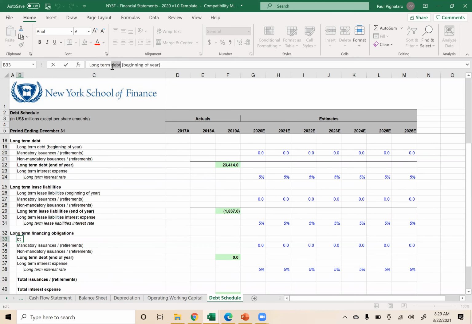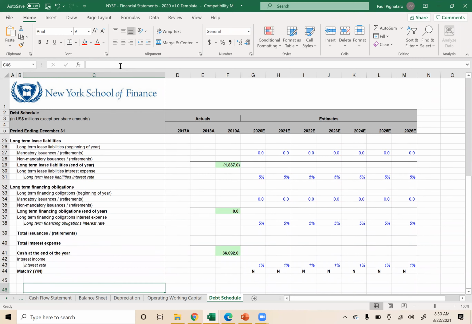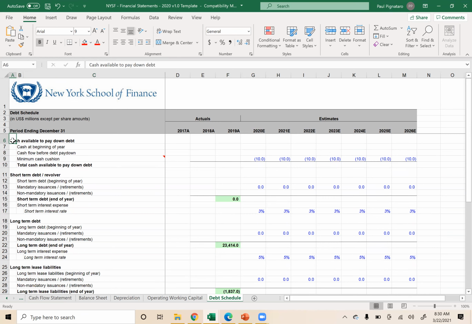Long-term financing obligations beginning of year. So what I'm going to do here, obligations, so wordy. You can only do this within the cell: financing obligations, Control C, long-term, we can only do this in the formula bar up here, debt, Control V, financing obligations, long-term financing obligations, okay? So we are now set up. Okay, we're set up to build the debt schedule.